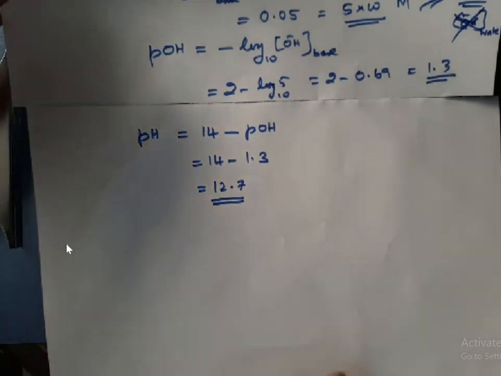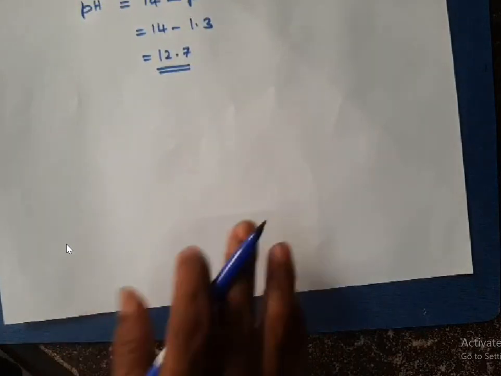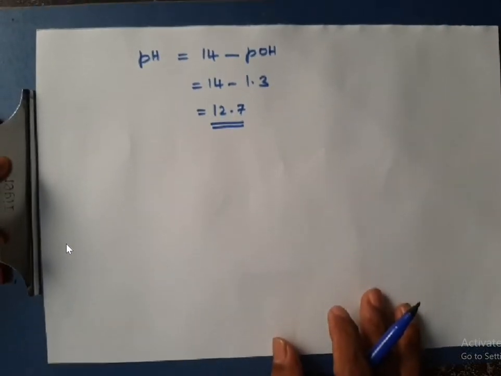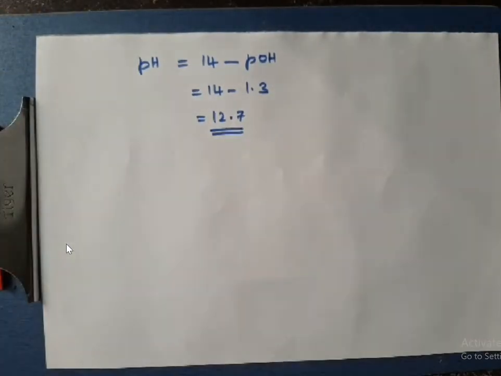Now, suppose sometimes they will give a mixture of two acids, or a mixture of two bases, or a mixture of an acid and a base. In those cases, how to calculate pH? Those things we'll discuss in the next class.